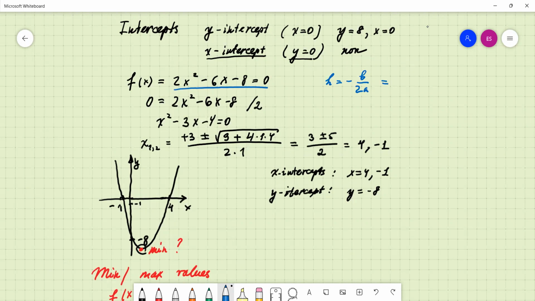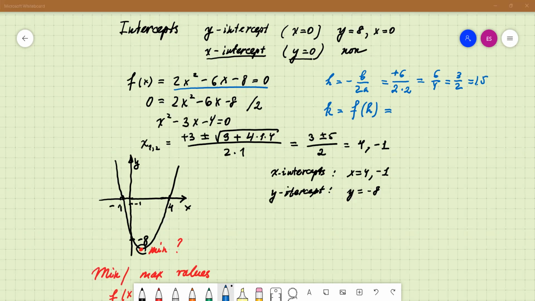Well, what is my b? My b is minus 6, so it's minus of minus 6. One more minus is going to give me plus 6 over 2a, and a equals 2. So I have 6 over 4, or 3 over 2, or 1.5. That's going to be the x coordinate of the vertex. The y coordinate of the vertex, k, is f of this x coordinate, just h. So I just need to plug 1.5 into this equation. I think I'm going to plug in 3 over 2, it's going to be a little bit easier for calculations.